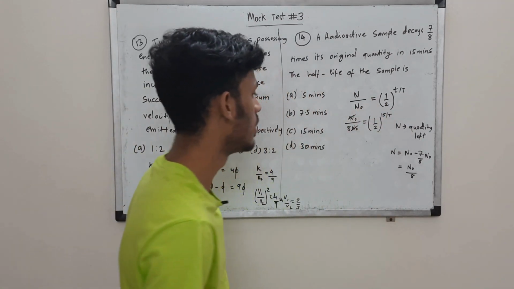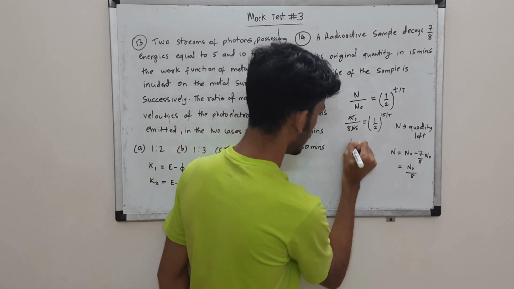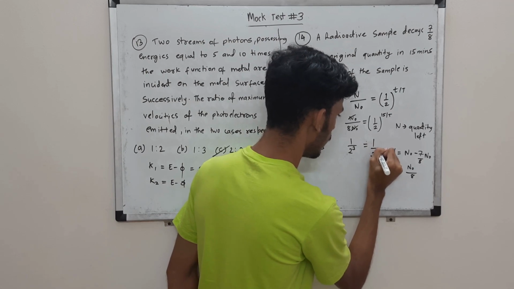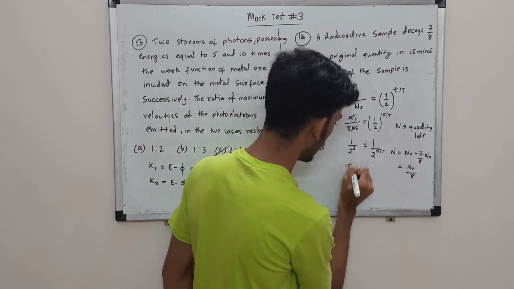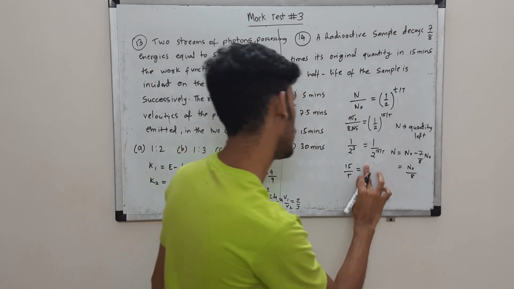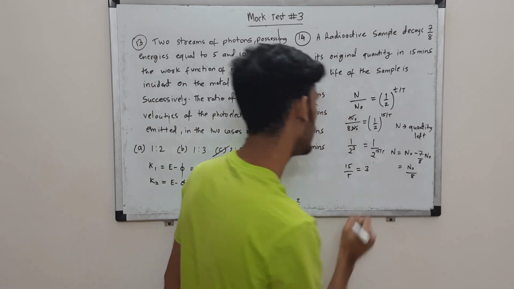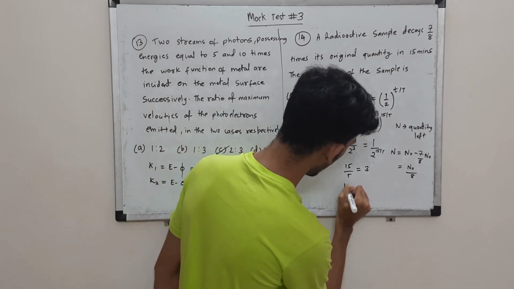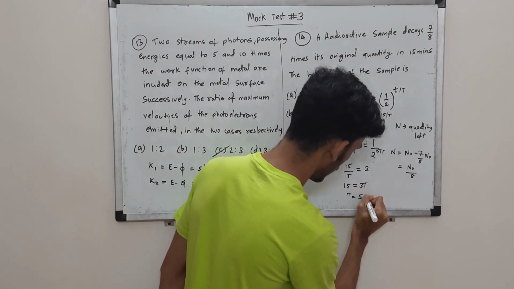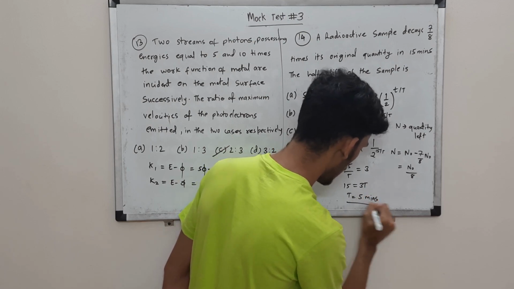So this n0 will cancel, and if you see, this is nothing but 2 to the power 3. So here also this will be 15 by T, so 15 by T will be 3. So 15 will be 3T, and T will be 5 minutes. Capital T is nothing but half-life.